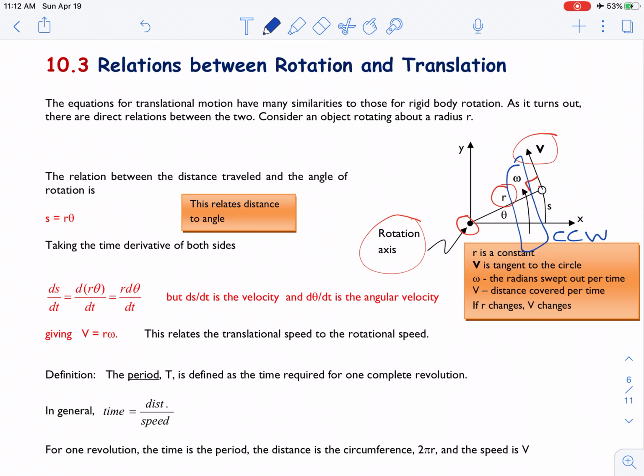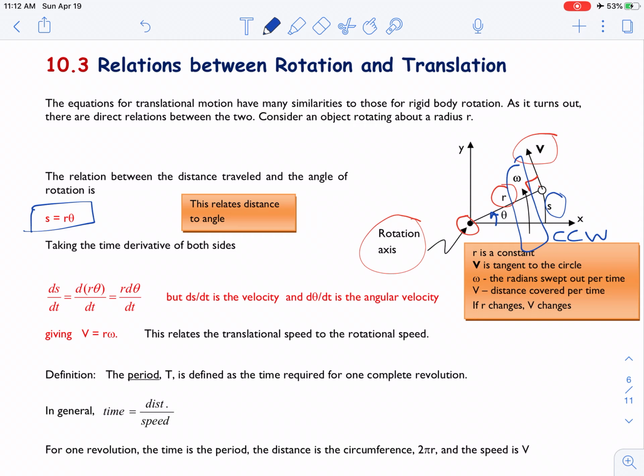Okay, so first of all, let's start with the distance. We're going to relate the distances as I just showed in the previous video. We use the definition of arc length. So the relation between the distance traveled and the angle of rotation is s equals r theta. S is the arc length here. You can see it on the figure. R is the radius for the rotation part. And theta is how far you go, in angular form. And again, theta is in radians.